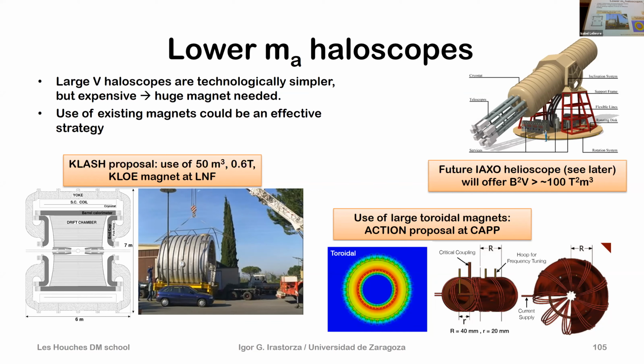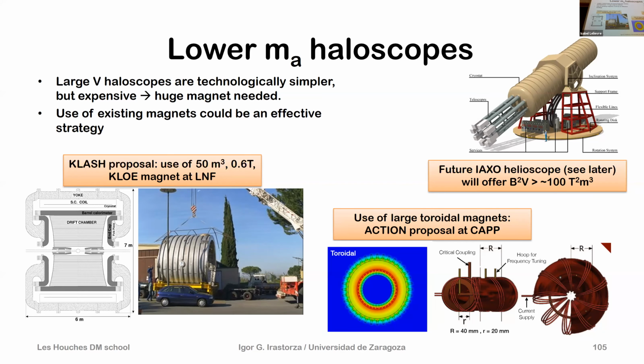Going to even lower masses with a conventional haloscope concept is pretty easy, because you go to even larger volumes, so there is no technological challenge. The challenge here is to find a magnet big enough to host your cavity. So there are a few proposals that are just proposing to use existing very large magnets and just put a cavity with relatively mild experimental parameters, and then you should get a good result.